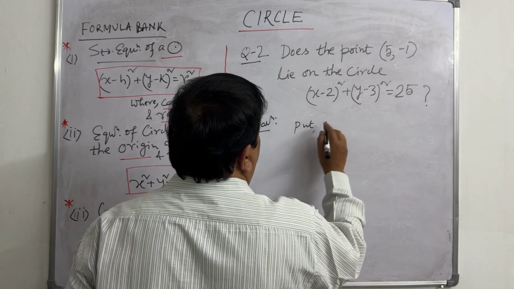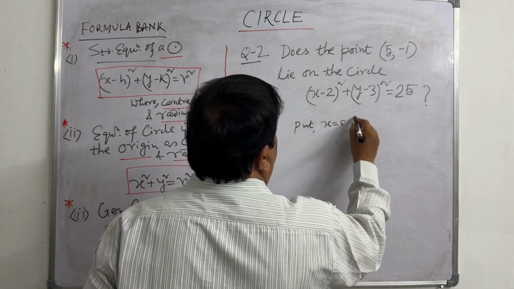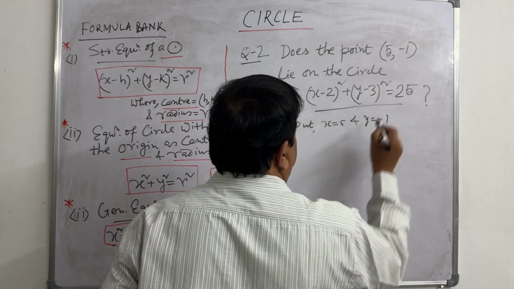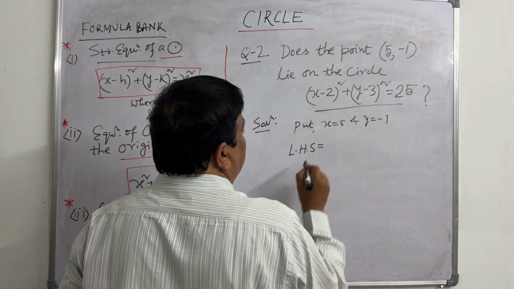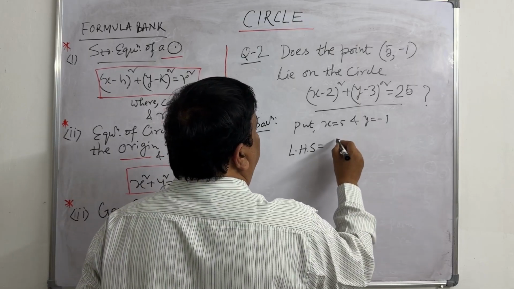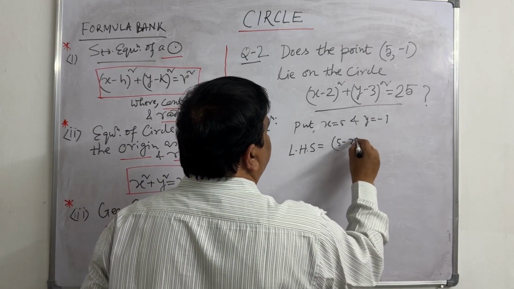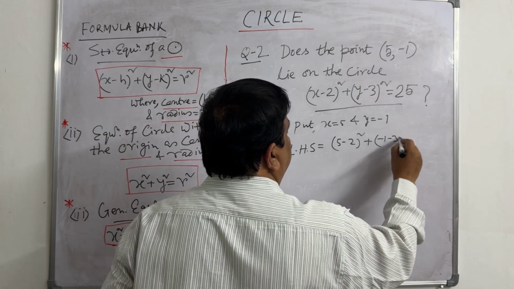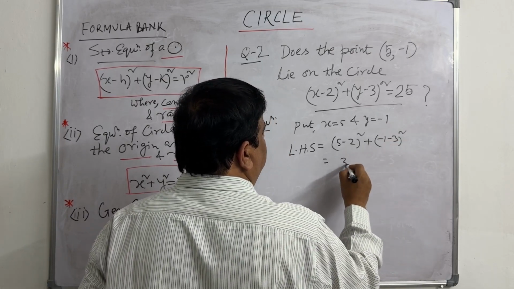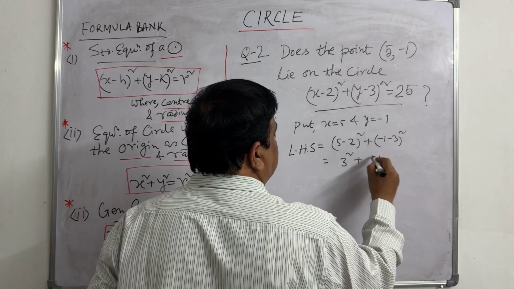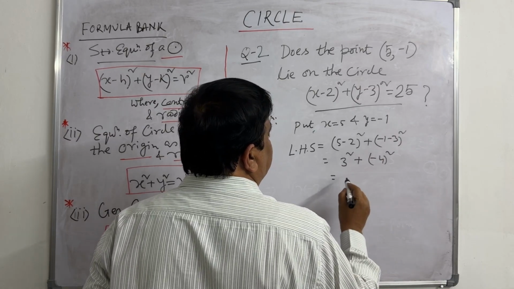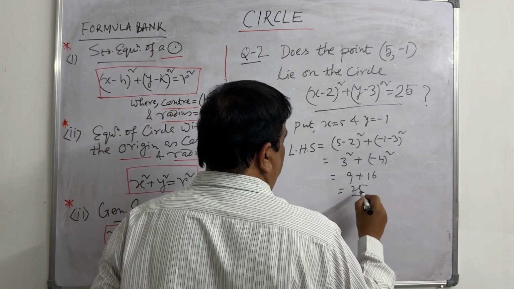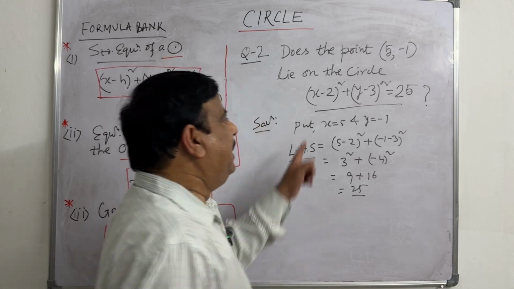Put x is equal to 5 and y is equal to -1 in this equation. So what will you get? At the left hand side you will get 5 minus 2 whole square plus -1 minus 3 whole square, that is equal to 3 square plus -4 the whole square, that is equal to 9 plus 16, that is equal to 25. So this is the value of LHS.